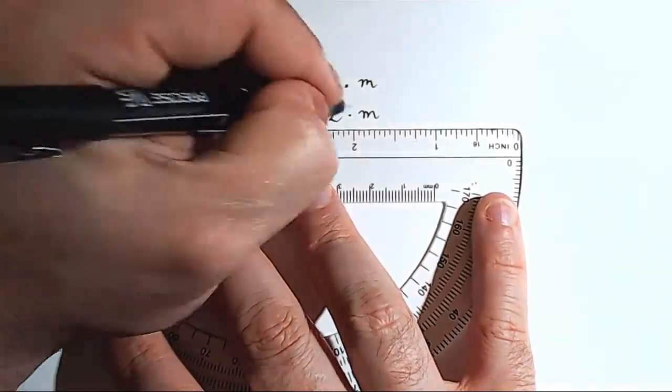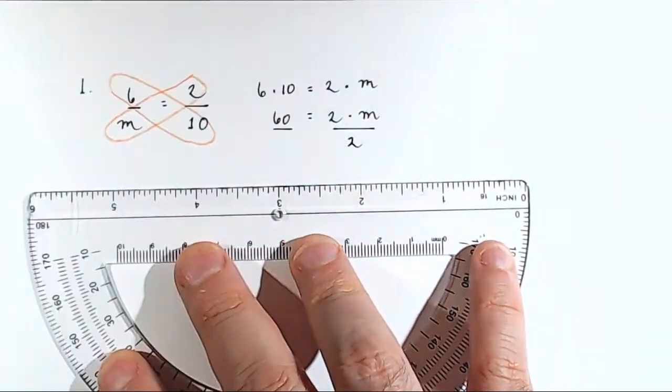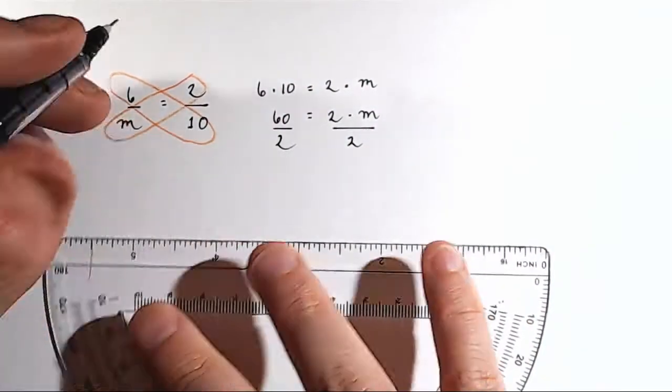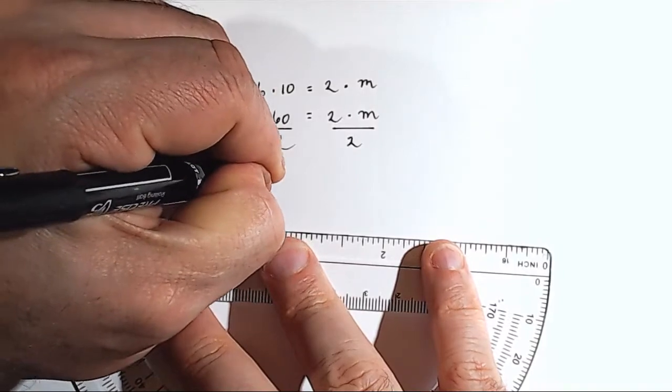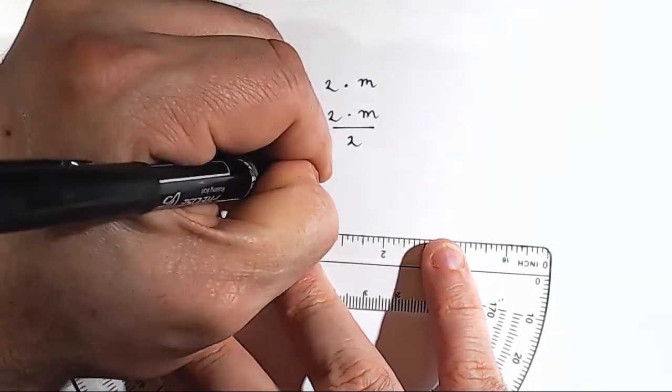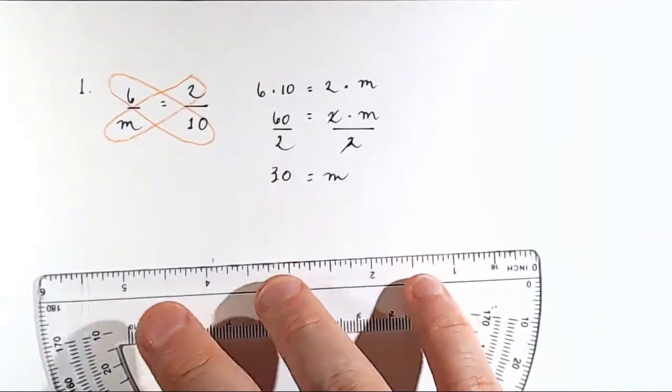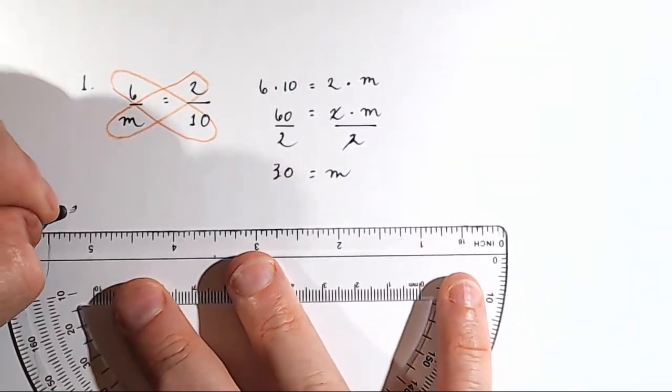We'll divide both sides by 2. 60 divided by 2 is 30. And these 2's cancel. 30 equals m. All right, number 2.